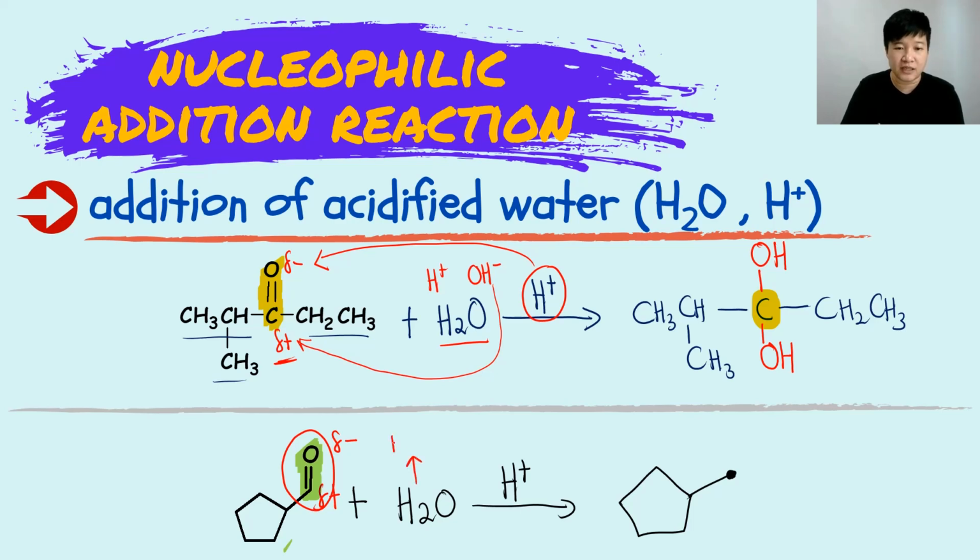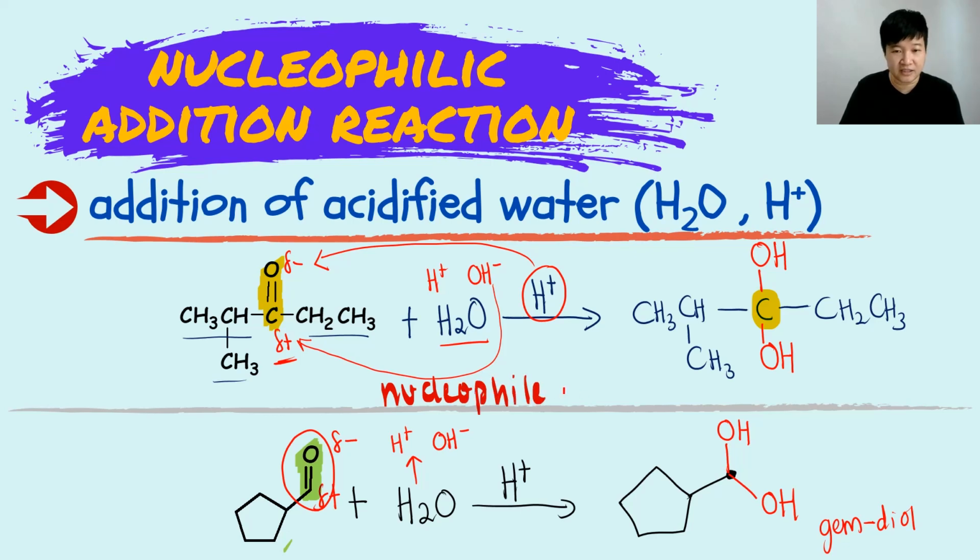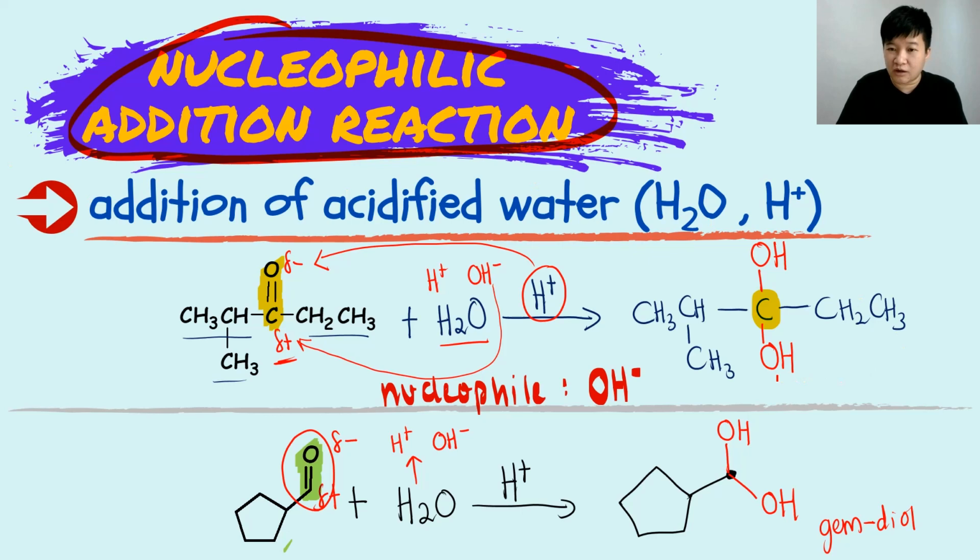Water will produce H+ and OH-. Double bond O will become single bond OH. And the carbon will then accept the nucleophile OH-, forming your gem-diol. Simple. And the nucleophile for both of these reactions will be OH-. That's why it is called nucleophilic addition, because the OH- is added into the carbon double bond O. That is your nucleophilic addition reaction.